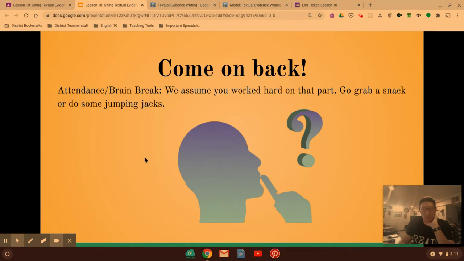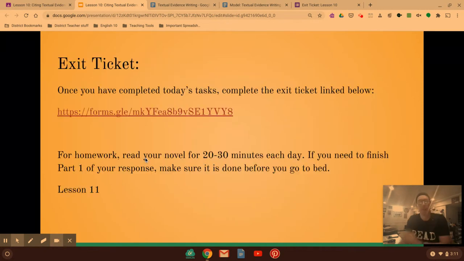Go grab a snack, do some jumping jacks. And then once you're back, fill out the exit ticket for today, and then you're done except for homework.